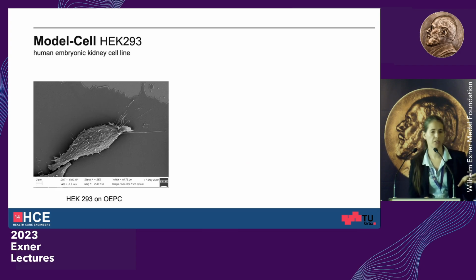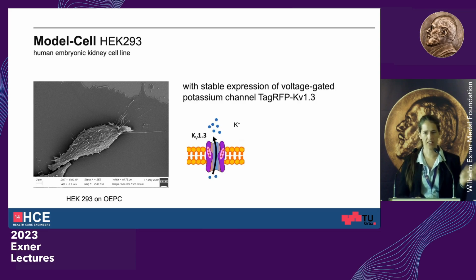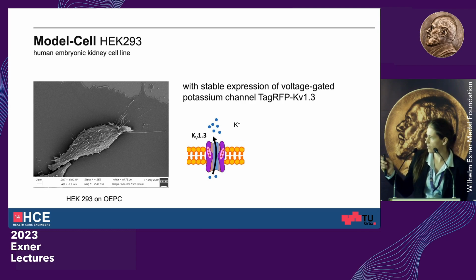Before we started to plant the neurons on our devices, we started with a model cell, which is very often used in electrophysiology. It's the HEK 293 cell line. The good thing about it is that we can let the cell express any ion channel that we want. In this case, we chose a TEC-RFP-Kv1.3. If we look at the name of this channel, we can see the K for potassium and the V for voltage gated. So we have a potassium channel which is voltage gated and fits our needs.